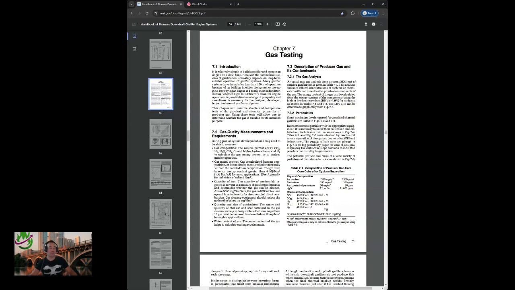We're doing the Handbook of Biomass Downdraft Gasifier Engine Systems. We're on Chapter 7, talking about gas testing. We're just going through the manufacturing here.